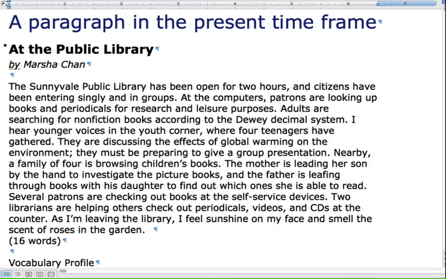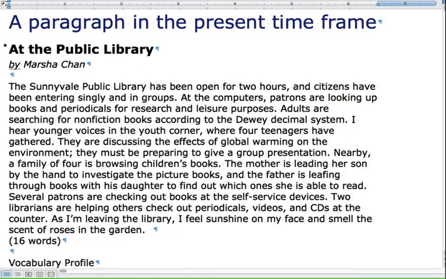They are discussing the effects of global warming on the environment. They must be preparing to give a group presentation. Nearby, a family of 4 is browsing children's books. The mother is leading her son by the hand to investigate the picture books. And the father is leafing through books with his daughter to find out which ones she is able to read.